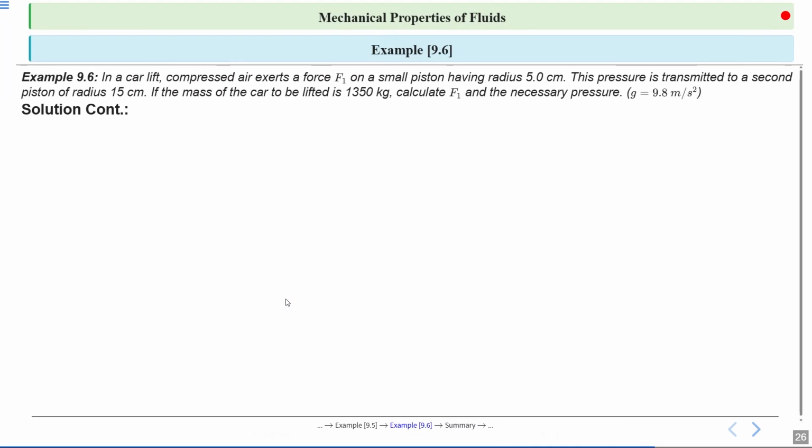Now, using Pascal's law, the equation we use is F1 equal to A1 divided by A2 into F2. Here F1 is the force on the smaller piston, A1 and A2 are the areas of the small and large pistons respectively, and F2 is the force needed to lift the car.